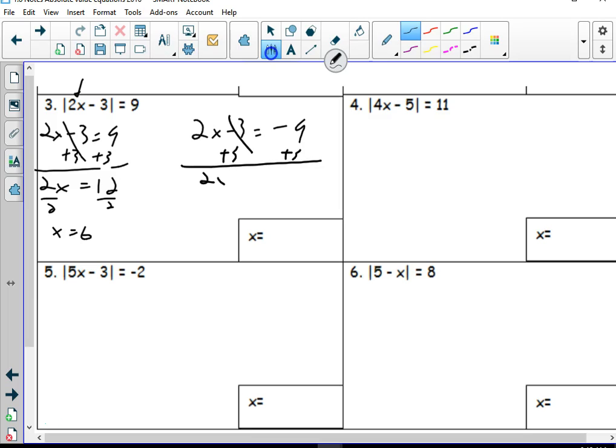Add 3. 2x equals 3 minus 9, which is negative 6. Then I divide by 2. X equals negative 3. I'm going to check it. 2 times negative 3 is negative 6. Negative 6 minus 3 is negative 9. The absolute value of negative 9 is positive 9. I'm good to go. So my answers are 6 and negative 3.